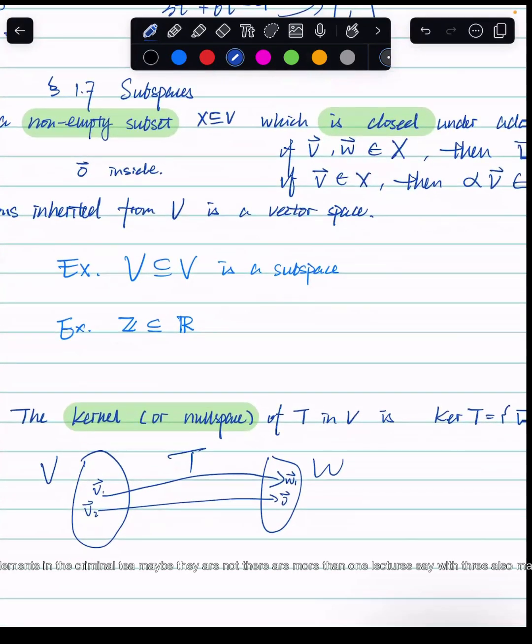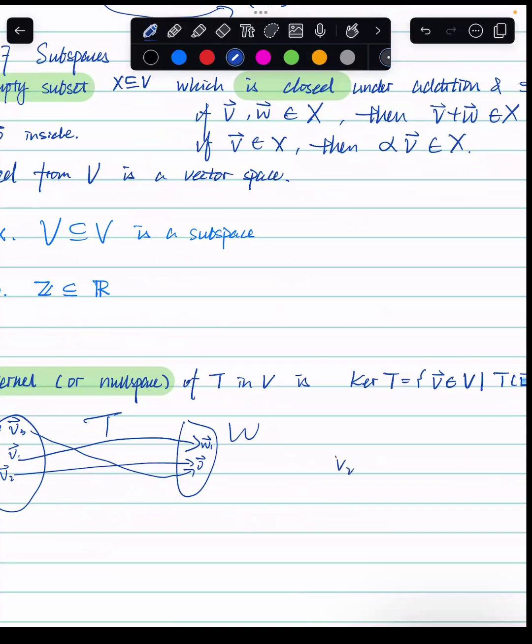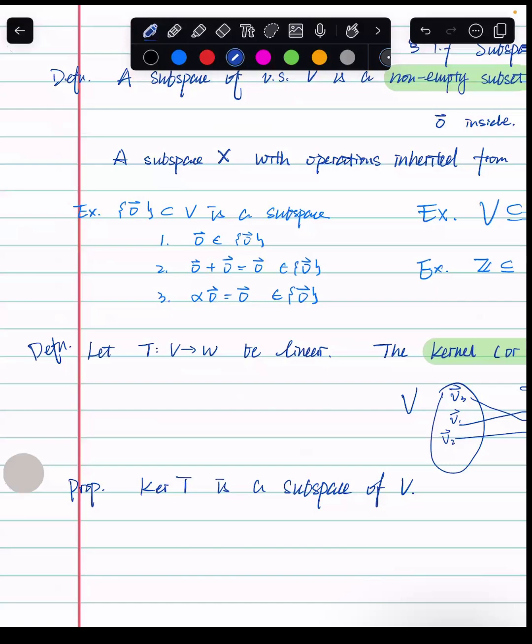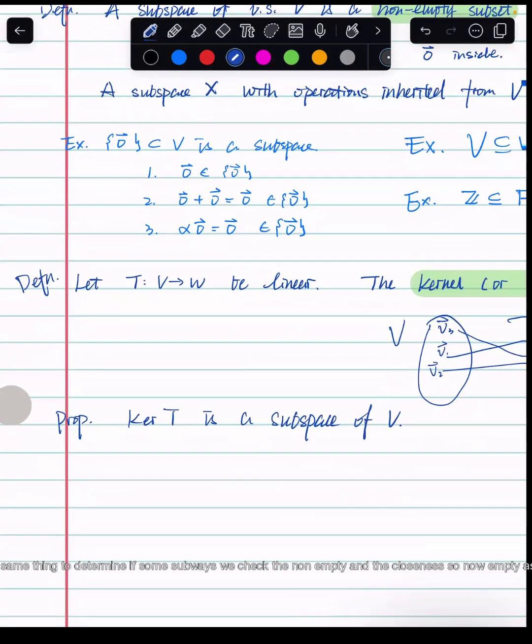Maybe there is more than one vector, say V3 also maps from this vector space V to 0 in the W space with the transformation T. So in this case, both V2 and V3 belong to the kernel of T. So same thing, to determine if it's a subspace, we check the non-empty and the closeness.